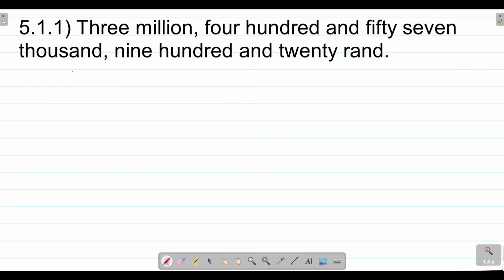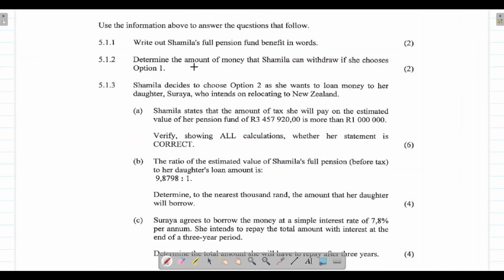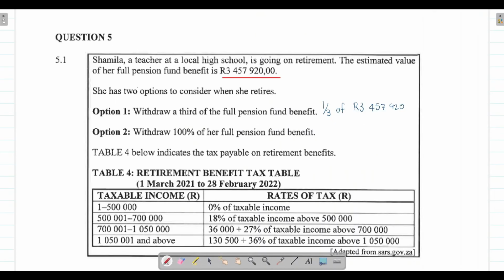All right, let's go on to the next question. Determine the amount of money that Shamila can withdraw if she chooses option 1. Okay, so let's have a look here. We are told that if she chooses option 1, she can withdraw a third of the full pension fund benefits. So this sentence tells us exactly what we need to do in order to calculate how much she will get if she chooses the first option.